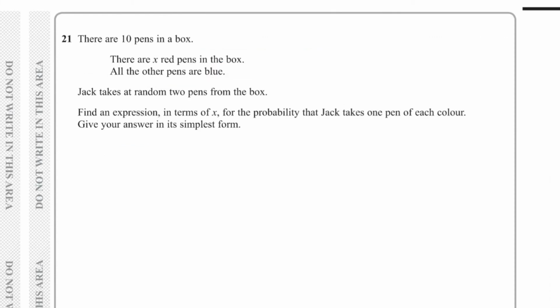Question number 21. There are 10 pens in a box. There are X red pens in the box. All the other pens are blue. Jack takes at random 2 pens from the box. We have to find an expression in terms of X for the probability that Jack takes 1 pen of each colour. Give your answer in simplest form. Well, if we have X red pens, we can conclude that the number of blue pens is equal to 10 minus X, because there's 10 pens in total, X are red, so the number of blue is 10 minus X.